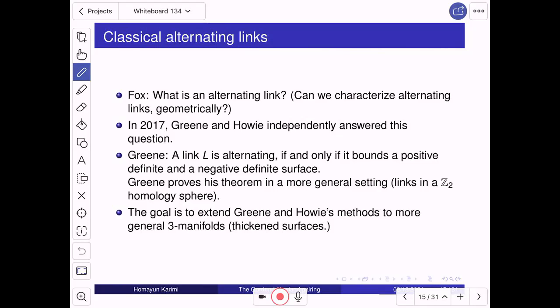And actually, Greene proved his theorem in a more general setting, namely for links inside Z2 homology spheres. So he proved that inside a Z2 homology sphere, if a link bounds a positive definite and a negative definite spanning surface, then that link, first of all, should be classical and it should admit an alternating diagram. So the goal here is to extend Greene and Howie's result to more general manifolds, namely thickened surfaces.